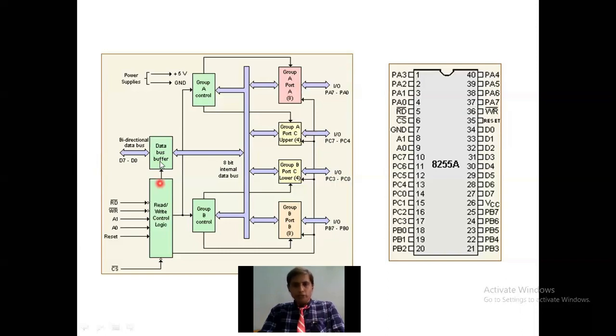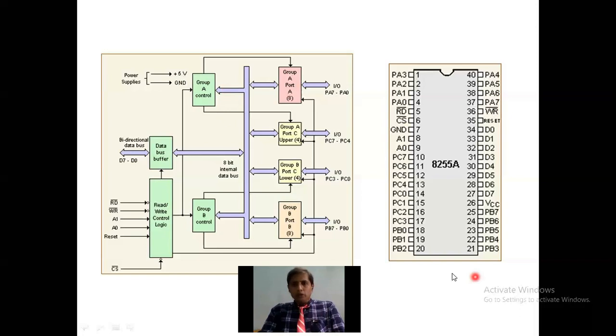Like that, we can analyze the block diagram. Let us see the pin diagram easily. And here the read-write control logic is also very important, remember. As per the command from the processor, this block will control the ports. Accordingly, the ports will receive the data or transmit the data. And here it also requires a 5 volts power supply and one ground is essential.